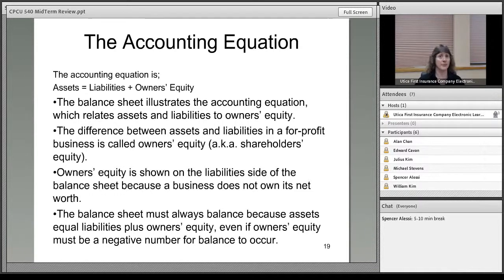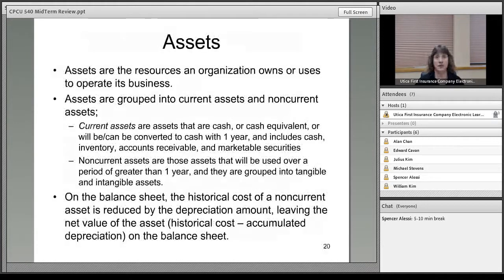For not-for-profit companies, the owner's equity is shareholders' equity. That's the difference between assets and liabilities. Owner's equity is shown on the liability side because a business does not own its net worth. So just some key things about the accounting equation.